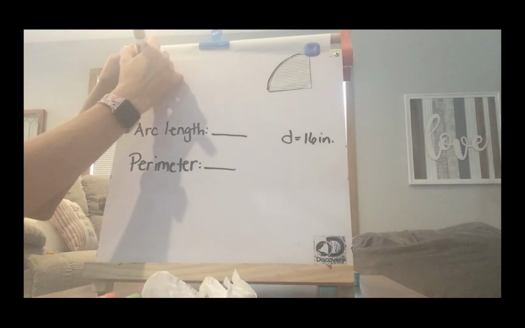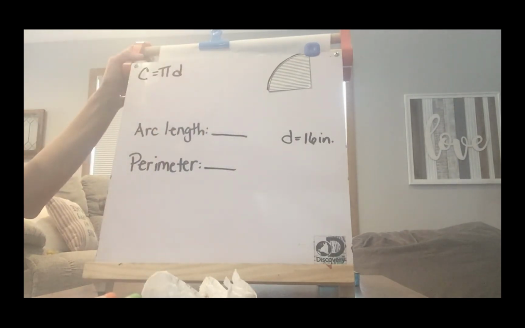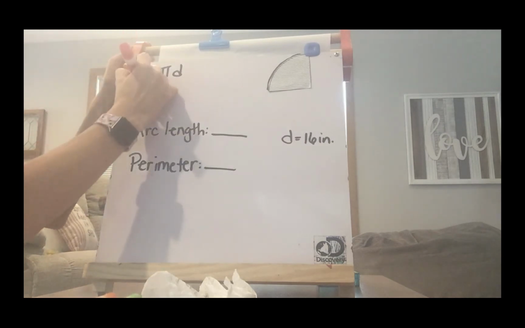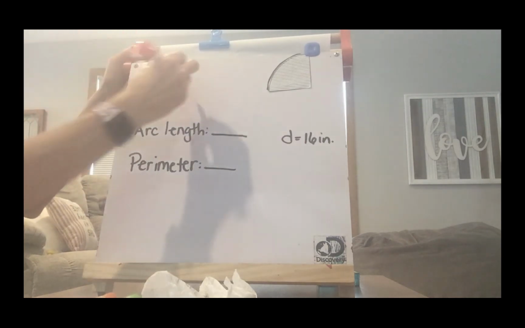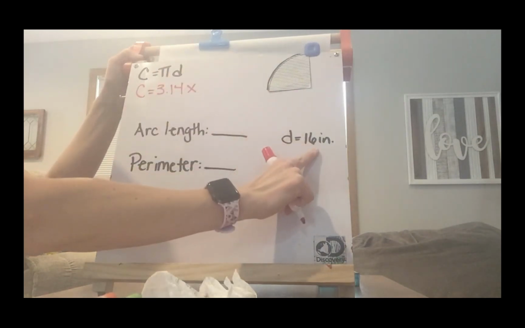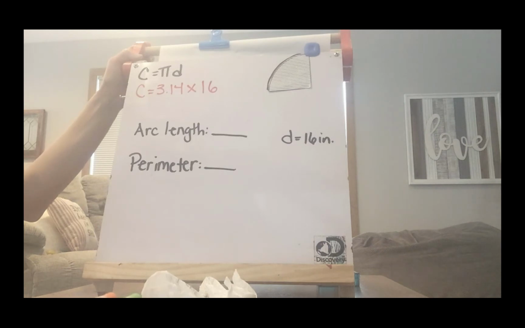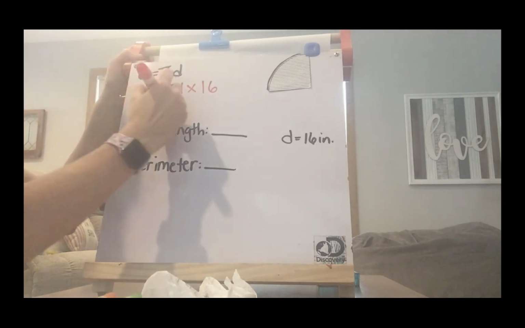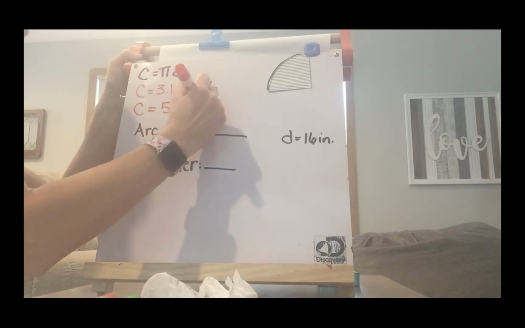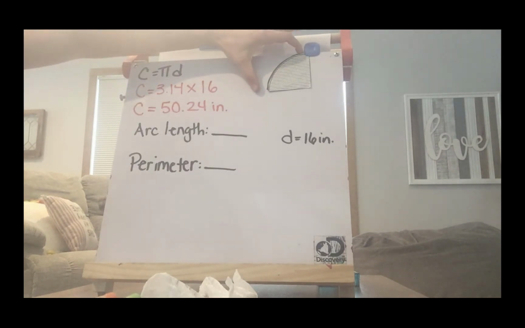So we're going to use our circumference formula. Circumference equals pi times diameter. Let's plug the values in that we know. Circumference equals, here's our approximation, 3.14, times the value for the diameter, 16 inches. Go ahead and calculate that out. Circumference is equal to 50.24 inches. That is not our final answer because we just want to find this portion of the circumference.